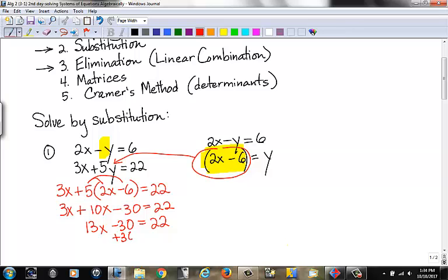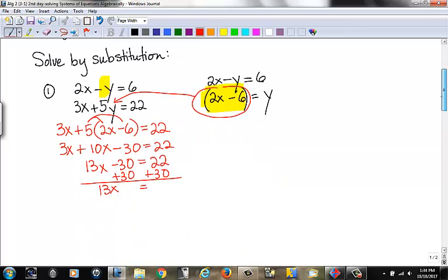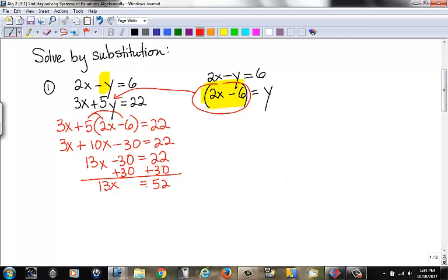Add 30 to both sides. And I do want to see your steps on this part. 13x equals 52, and then divide by 13, and x equals 4. For your grader, highlight it, double underline it, circle it, something. Okay, that is the x.